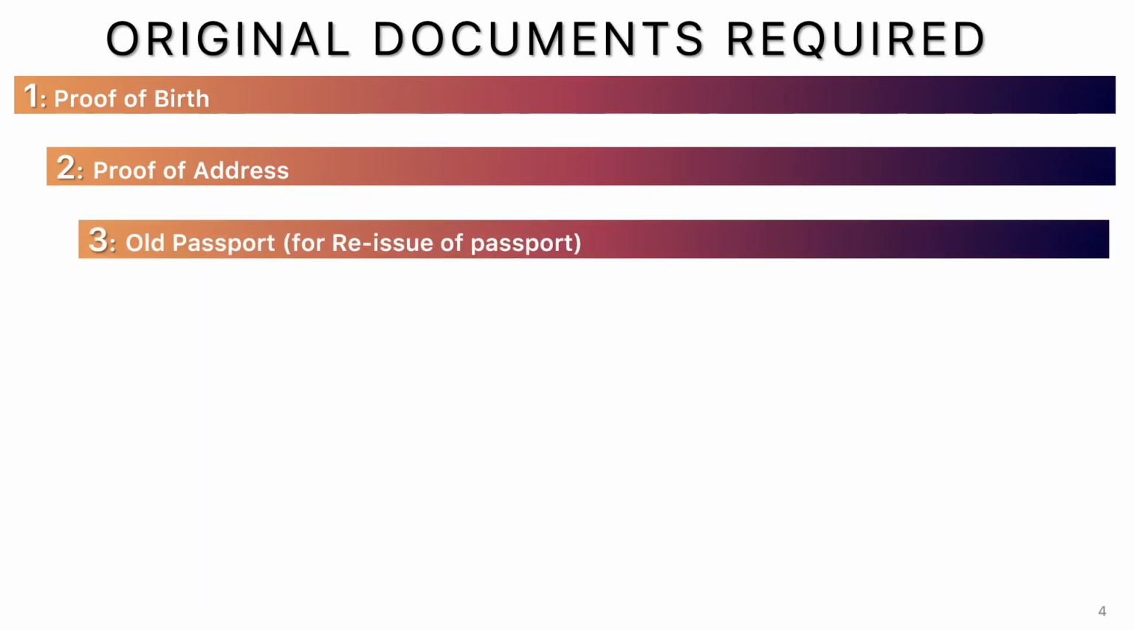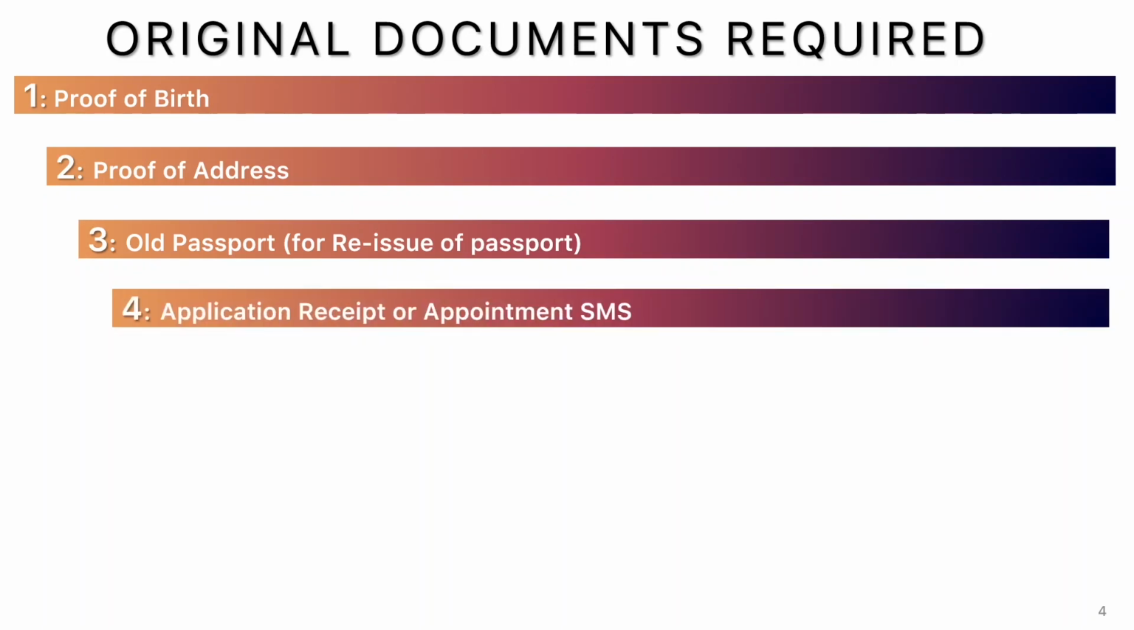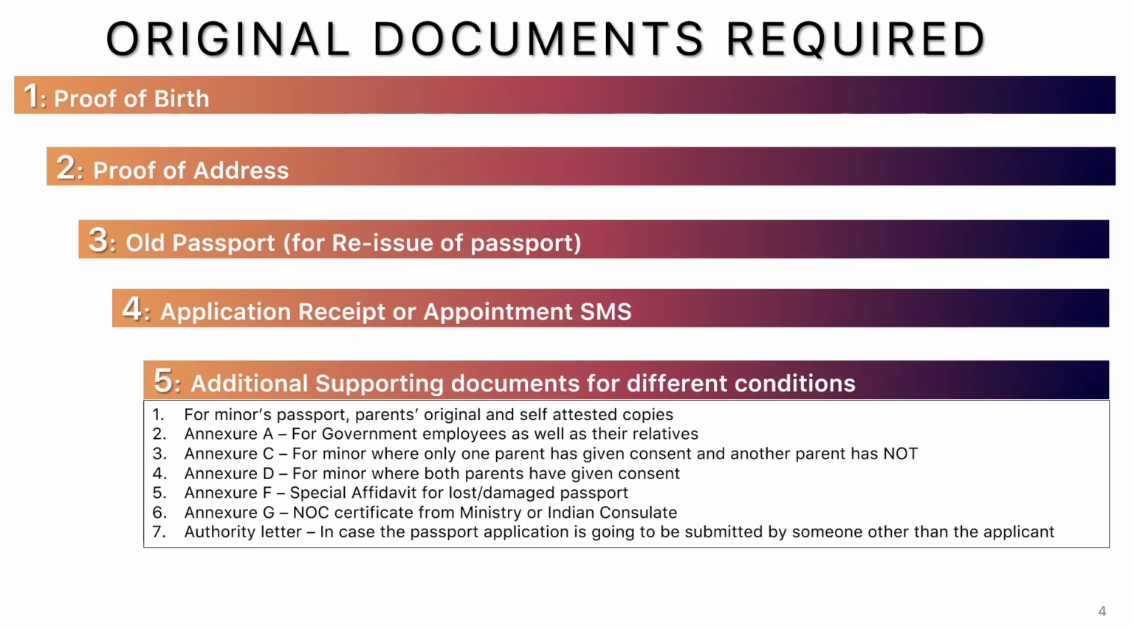Old passport: you need to provide the old passport in case you want to reissue the passport. Reissuing a passport is required whenever a passport is due to expire. You need to carry the application receipt or the appointment SMS receipt on your mobile phone. There are some additional supporting documents which would be required for different conditions. These supporting document formats, which are also called forms or annexures, can also be downloaded from the passport website.